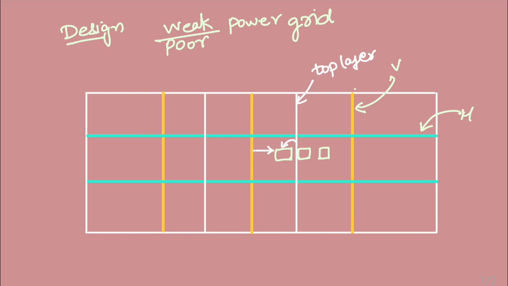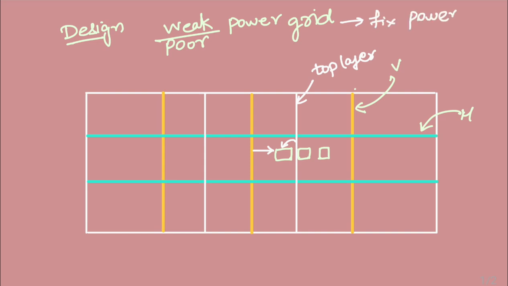But from here, from this top layer to reaching M0 of the standard cell rail, there will be a problem. It will be a higher resistance path. So if you are having a static IR drop because of the poor power grid, the best possible fix is to fix the power grid itself.